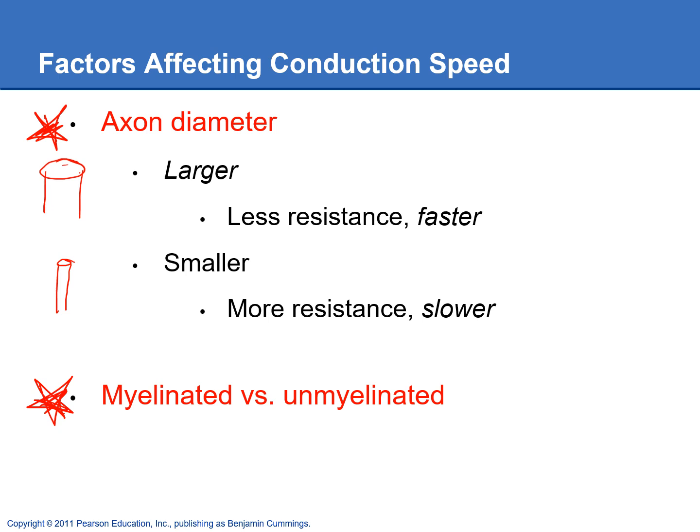Okay, and then obviously the myelinated axons are going to transmit a lot faster than the unmyelinated axons. So the fastest transmitting neurons in the body will be the large diameter myelinated axons. And then the slowest transmitting neurons in the body will be the small diameter unmyelinated axons.